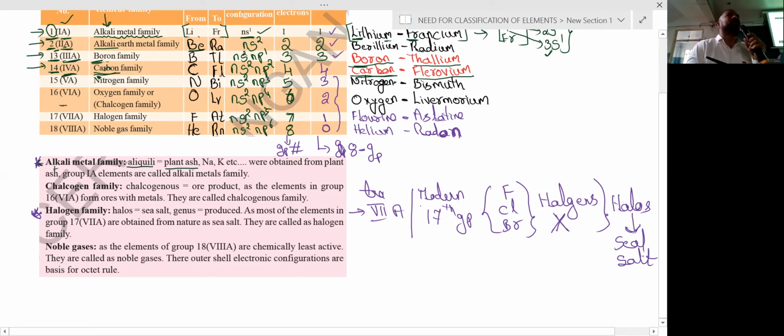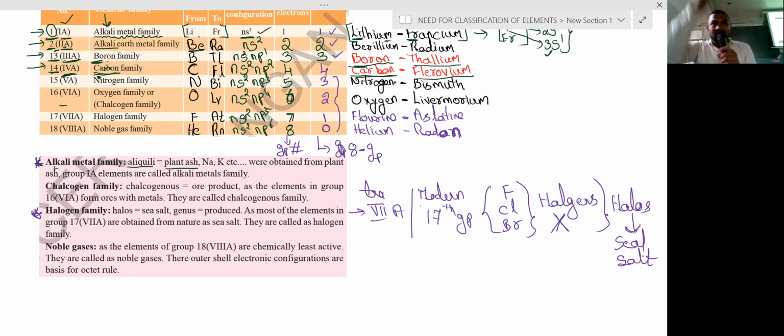The salt that we get in the sea is what we call halos. Mainly here fluorine, chlorine, bromine, which we are calling halogens, are present in the sea salt. Because they are present in the sea salt, we call it halos, and the name of this family is halogens. Are you able to understand?